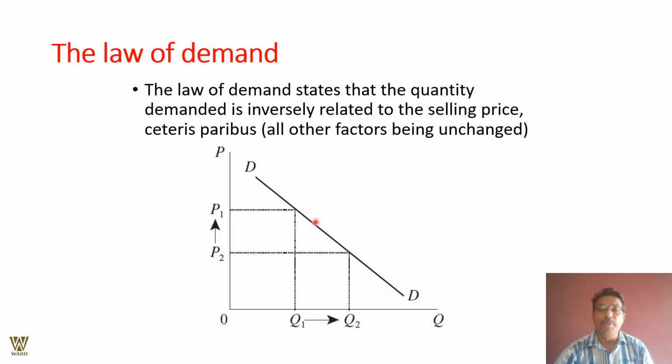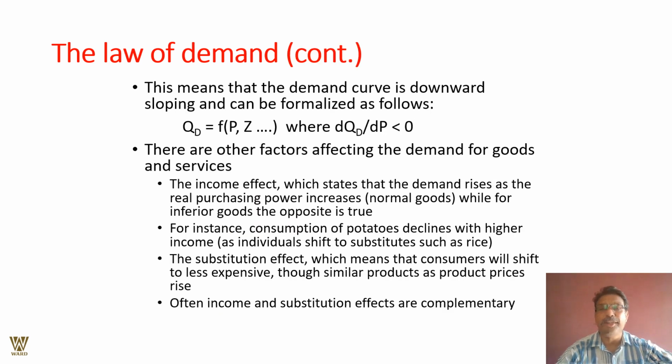We understand the law of demand, which moves from price point one to price point two. The moment you reduce the price from point one to point two, the demand increases. The quantity consumed increases from Q1 to Q2. The law of demand states that the quantity demanded is inversely related to the selling price. If you increase the price, the quantity demanded reduces. It is inversely related. This means that the demand curve is downward sloping and can be formalized as follows.